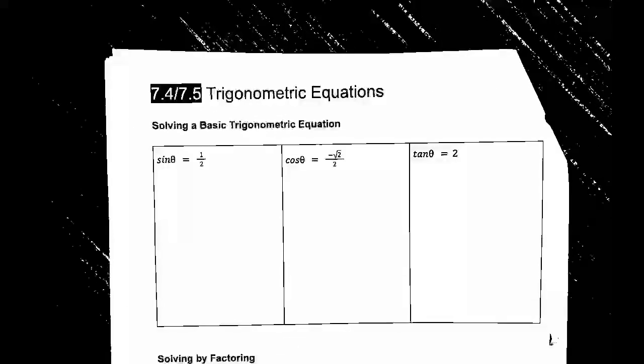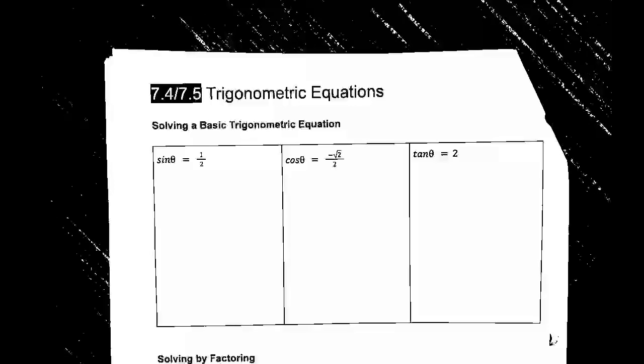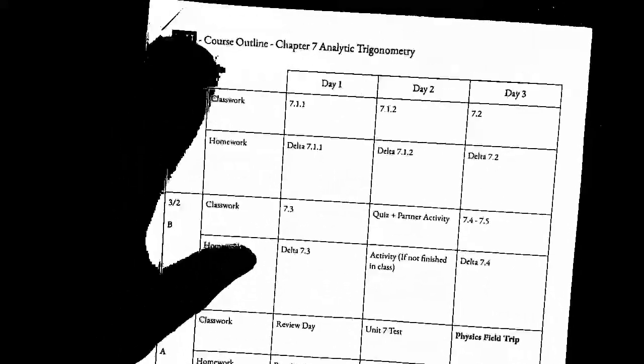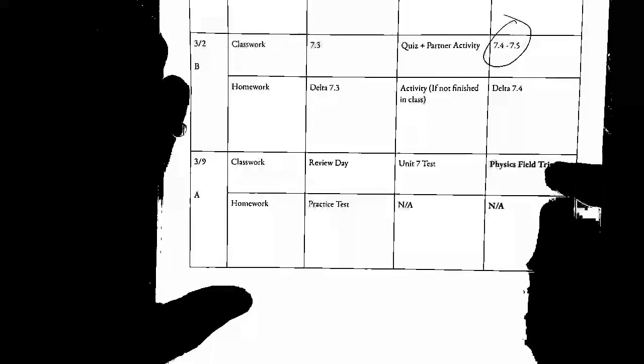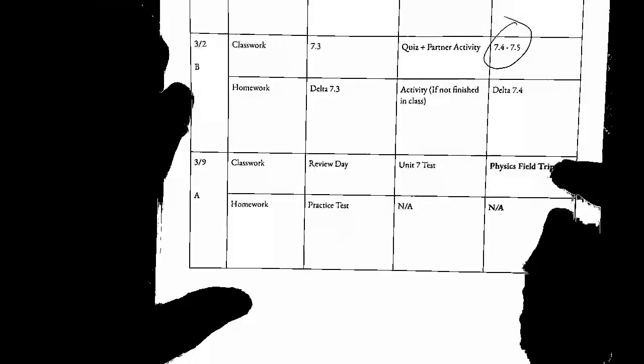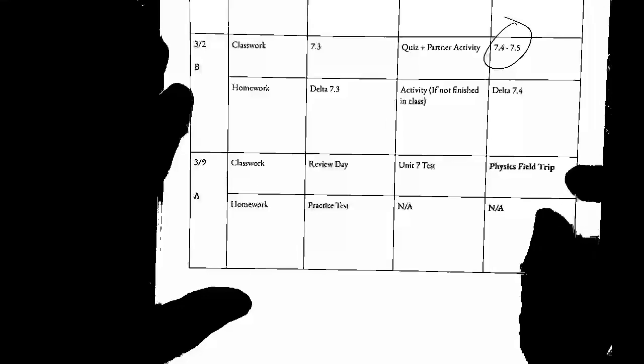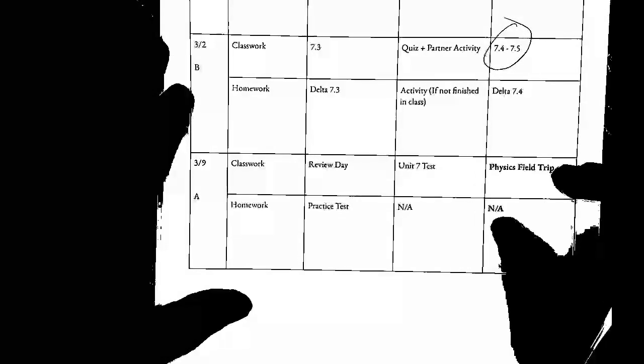Hey guys, so this is the last section of Unit 7. Just to give you a heads up of where we're at. We're on day 3 of the week of March 2nd. Next week, you will have day 1 a review day and day 2 a test. And then day 3 next week, one of the classes is going to be on a physics field trip that day. Okay, so this is what the future looks like.